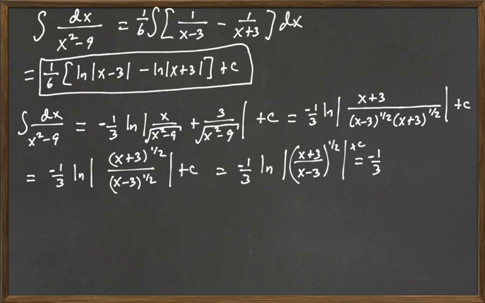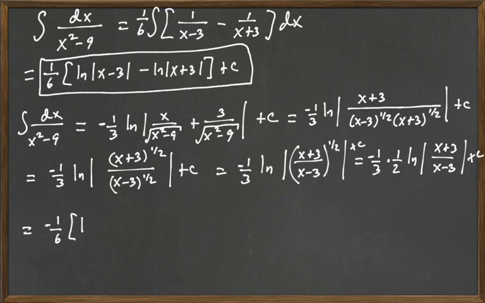Plus c. Okay. Then we're going to use property of logarithms, power rule, to bring down the 1/2 as a factor. So that becomes negative 1/3 times 1/2 ln absolute value of x plus 3 over x minus 3. Don't forget our constant of integration. Okay. So it gives us negative 1/6 ln absolute value of x plus 3 minus ln absolute value of x minus 3. And I use the quotient rule for logarithms to split up that x plus 3 divided by x minus 3. Okay. And so that gives us 1/6.